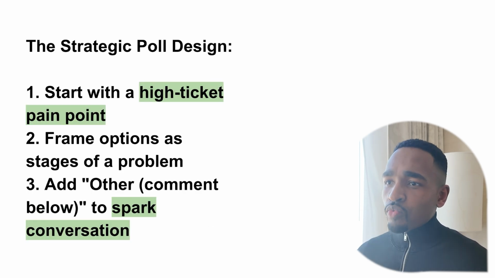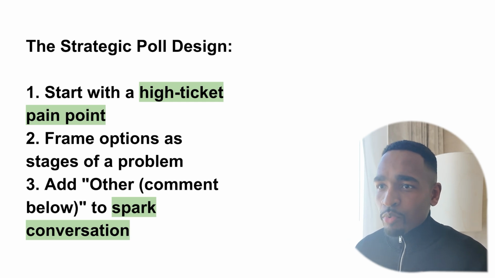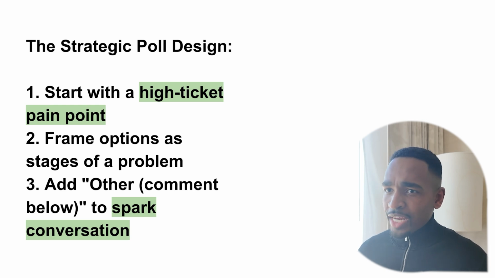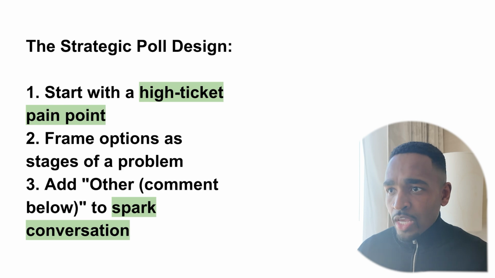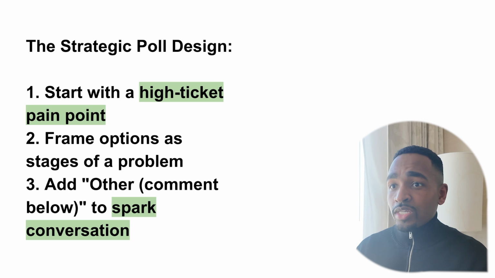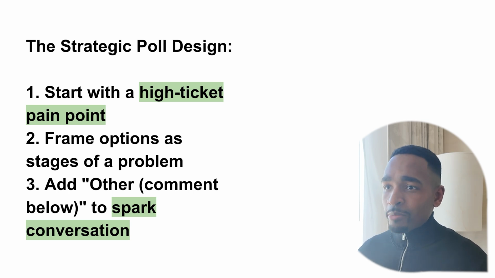Now, a strategic poll really has three core parts. The first part is that it starts with a high ticket pain point, a real compelling pain point, not just any problem, but a problem that your ideal client would actually pay to solve. Now, the second component is that the options are framed as stages of that problem. So for example, a poll for a sales coach might be, what's your biggest challenge when closing high ticket deals? And then the options might be A, getting the first call, B, handling price objections, or C, closing the deal. Now you can see how this instantly segments your audience by their specific need.